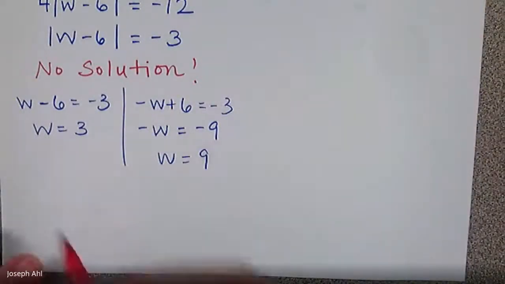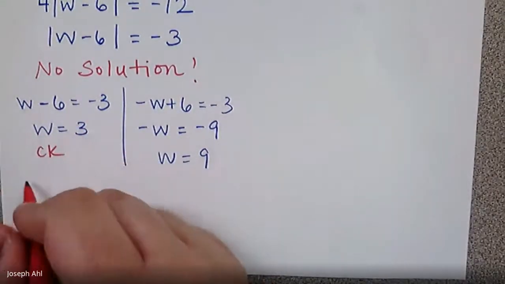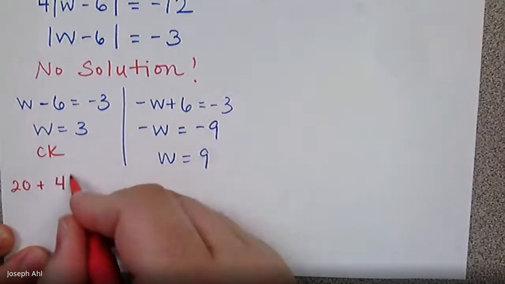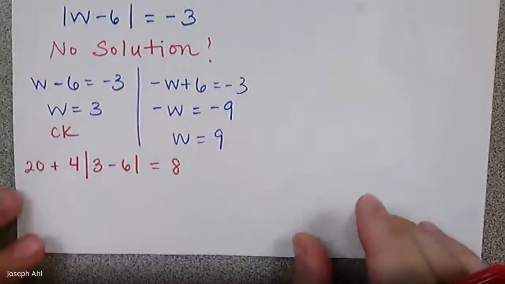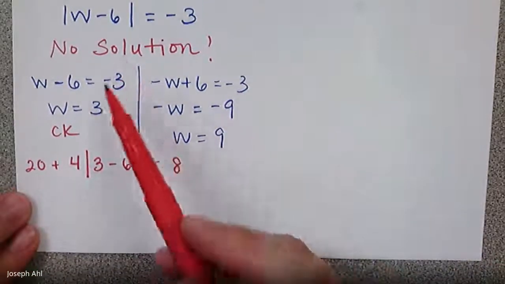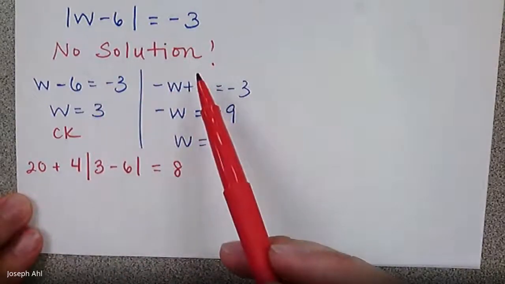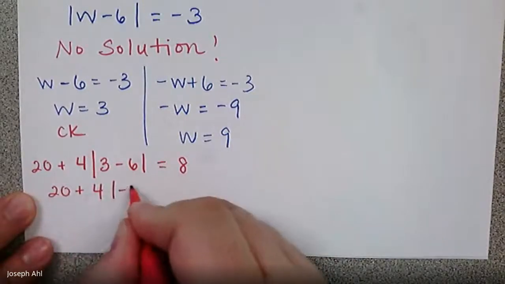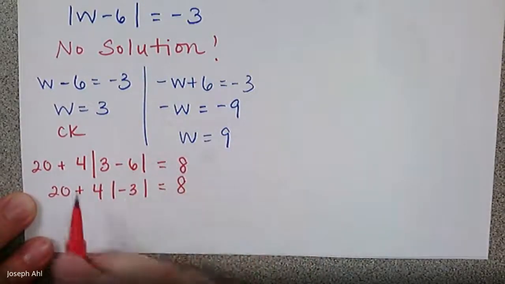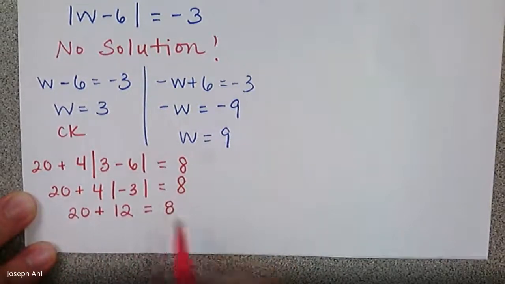Why not, right? All right, let's just check one of them to see what happens. So for the check of 3, it would be 20 plus 4 times absolute value of 3 minus 6. And does that equal 8? This is why the check is pretty critical, because it's really easy to not see this here and say no solution and just constantly think, oh, split it and keep going. All right, so this is going to be 20 plus 4 times the absolute value of negative 3. Absolute value of negative 3 is positive 3, so if you're okay with that, I'm just going to write that as a 12. And then 20 plus 12 is 32. So yeah, that doesn't work.